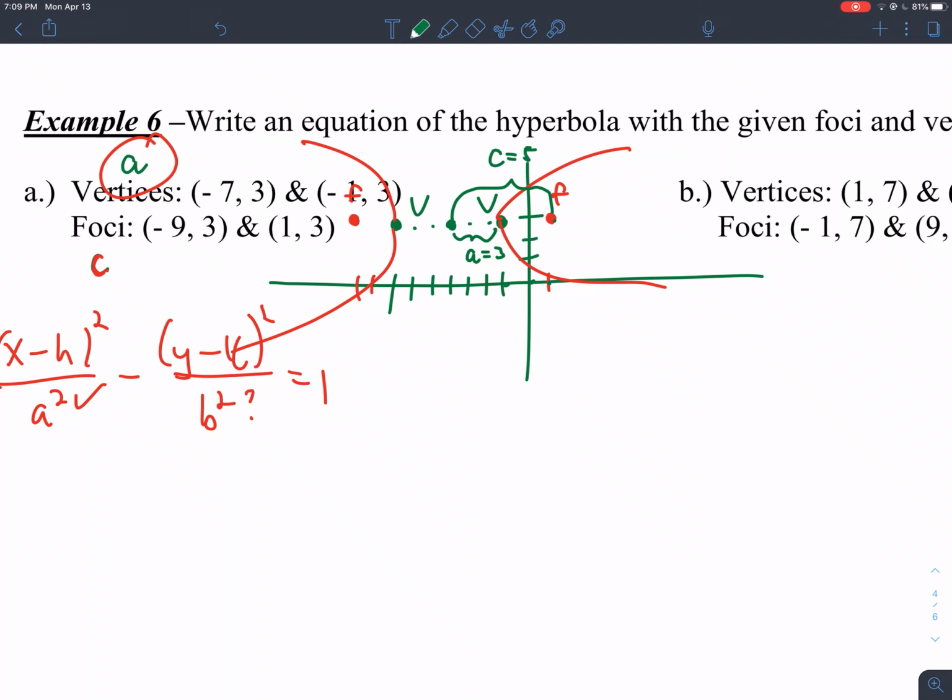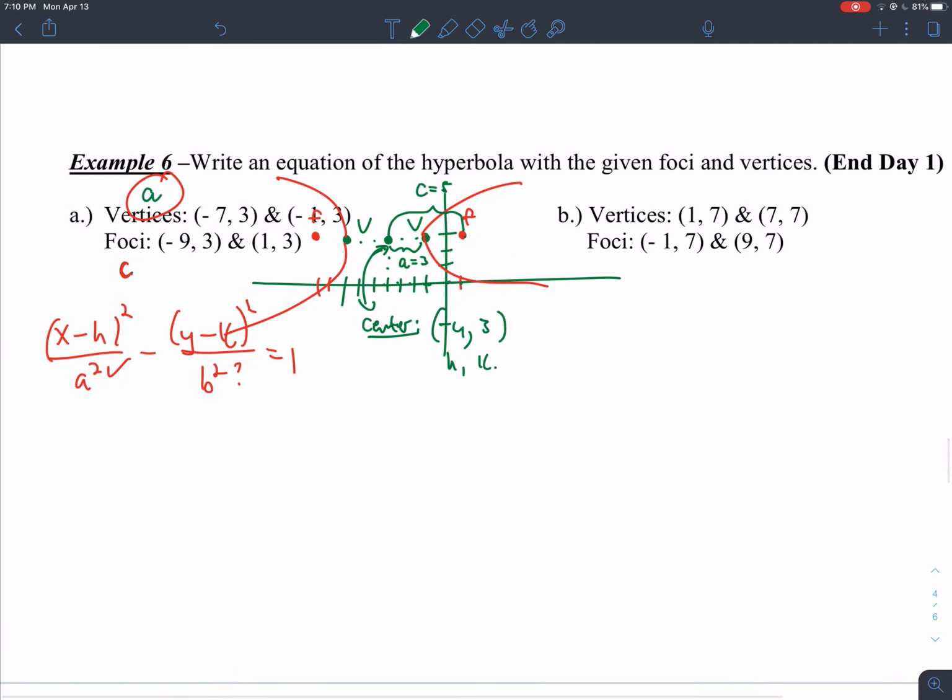But still I'm missing some piece of information. What is this? Well, this is the center. I probably should write center because I already have C on the paper here. Okay, this is the center. And what is the center? Well, the center is back 1, 2, 3, 4. That would be negative 4, and then up 1, 2, 3. So 3. So the center is at negative 4, 3. And that's my H and my K.